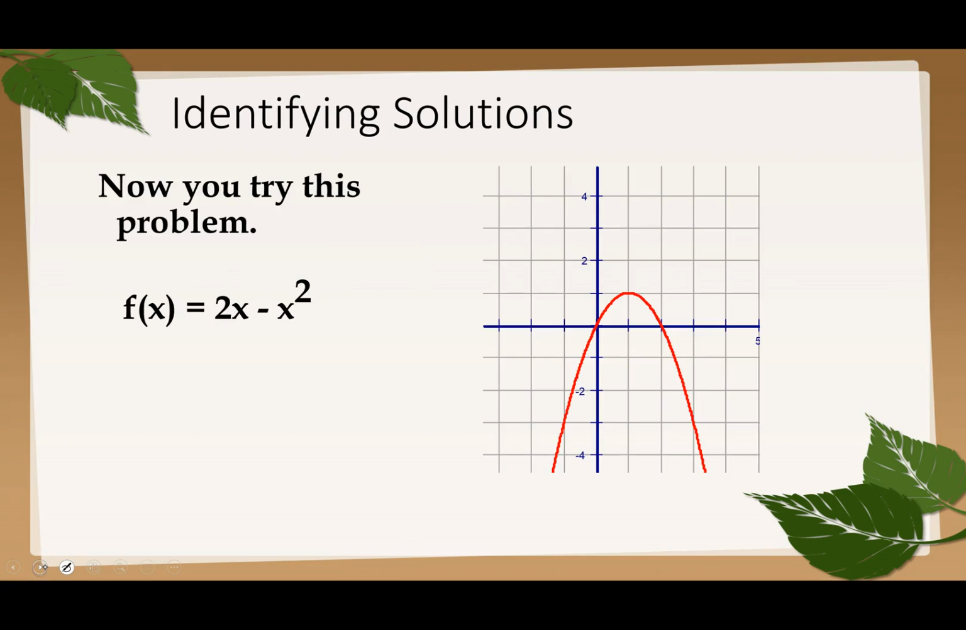Okay, now you can try this one. What about 2x minus x squared is equal to 0? What's our solution? Well, if you said 0 and 2, you are correct. All right, now you might be thinking that there are other ways to solve this by just looking at the graph, and you're absolutely correct, but this is one of the methods.